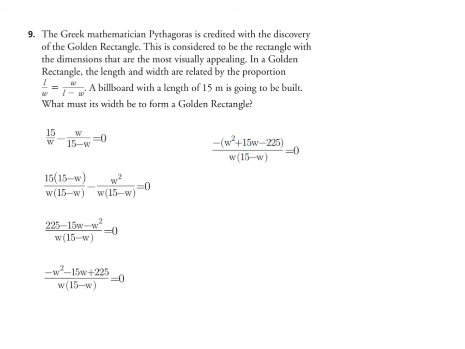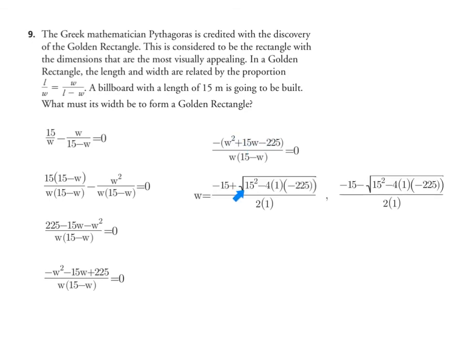And so W will just be, we all remember the quadratic equation. You got negative B, so negative 15, plus or minus. So I'll do the plus over here and the minus over here to get both answers. The square root of B squared minus 4AC all over 2A. So on this side we get approximately 9.27, and over here we get approximately negative 24.27.